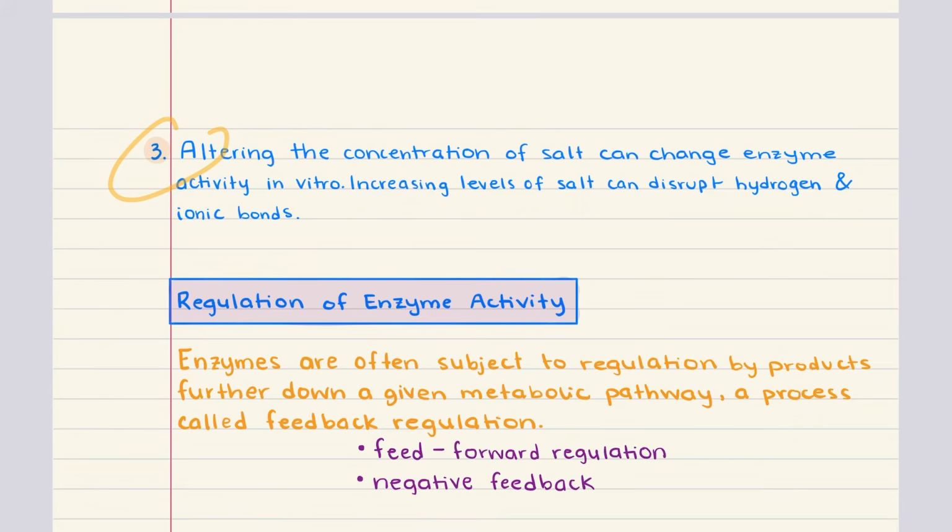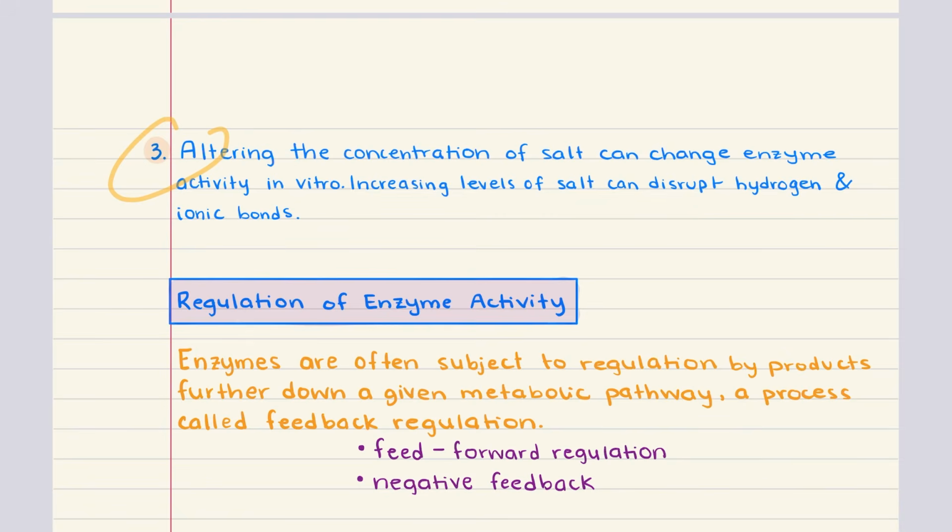So in summary, enzymes tend to work faster as temperature rises until they overheat and denature. pH has to be just right, not too acidic or too basic, because that can destabilize the enzyme. And then high salt concentrations in vitro can disrupt key bonds and change how the enzyme functions.